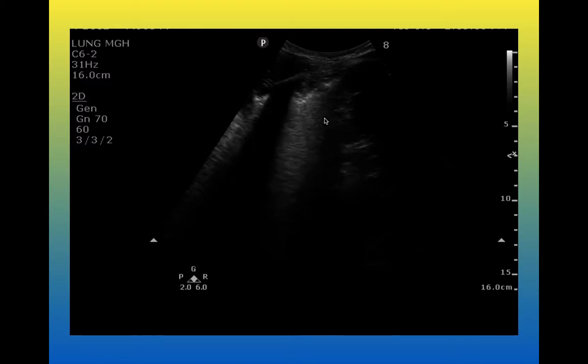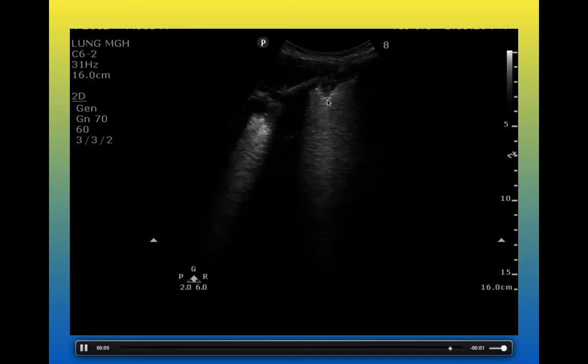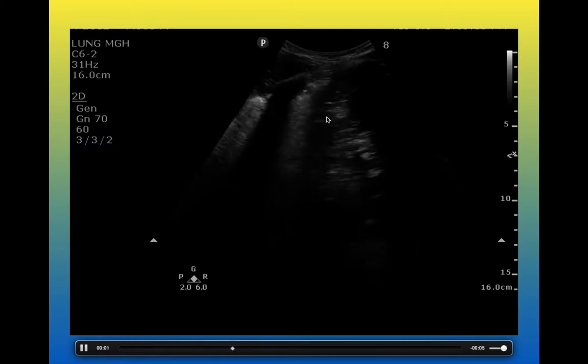And zone 8, lastly, the spleen here, diaphragm. Here you have these wedge-shaped opacities just underneath the pleural line.